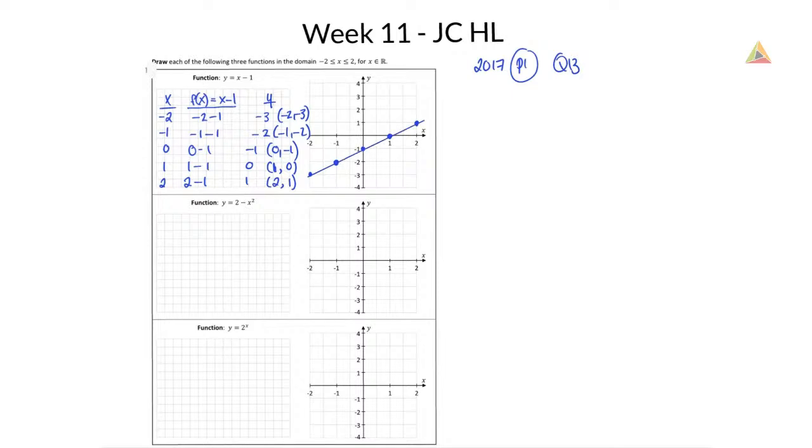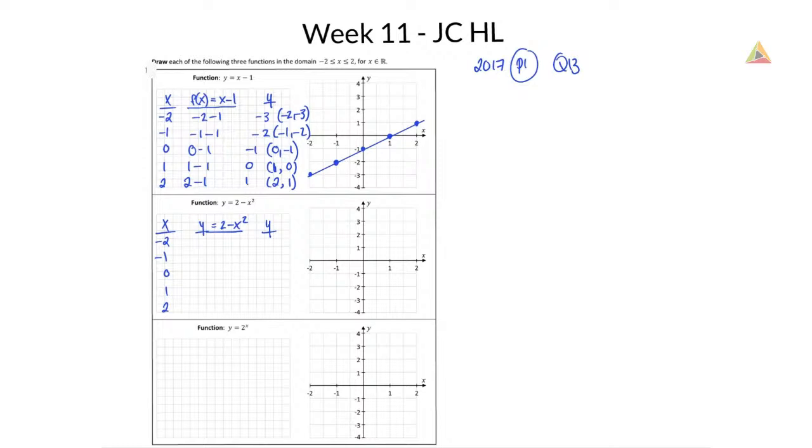So we'll have a look at the next one now. So our x values, they're the same domain. So minus 2, minus 1, 0, 1, 2. And our rule this time is 2 minus x squared. Now because there's an x squared, we know it's a quadratic. Look at the sign in front of the x squared, which is a minus, which means it's going to be an n shape.